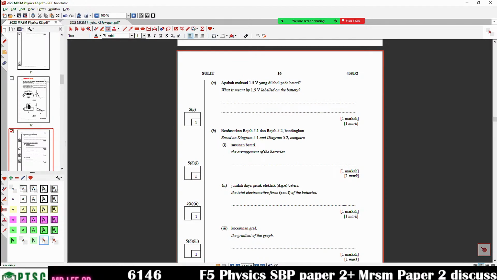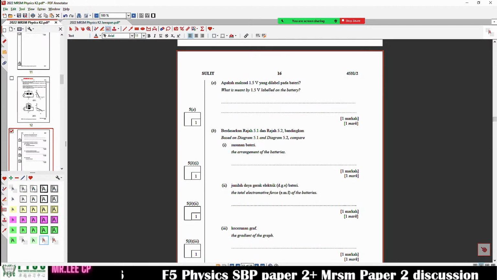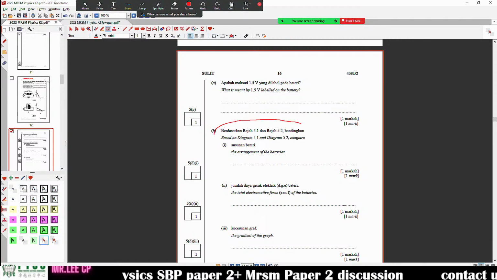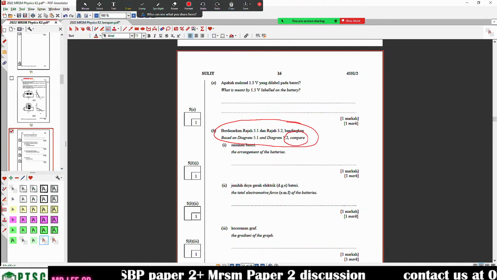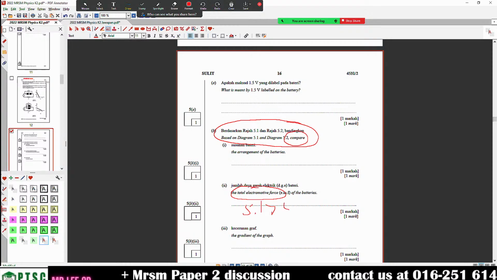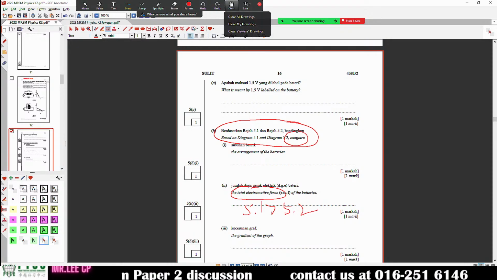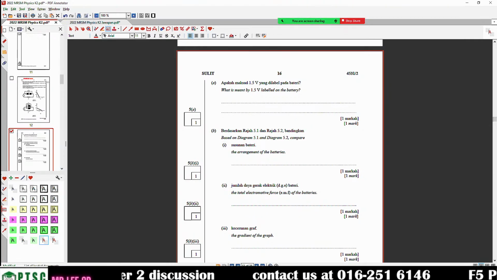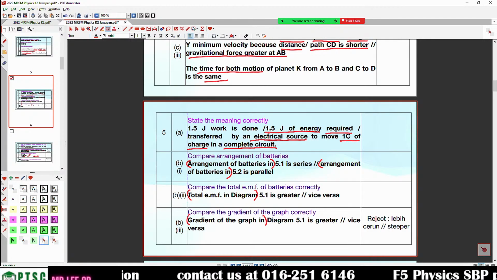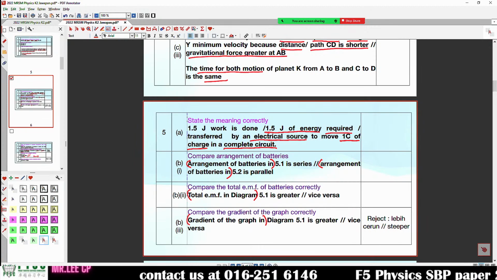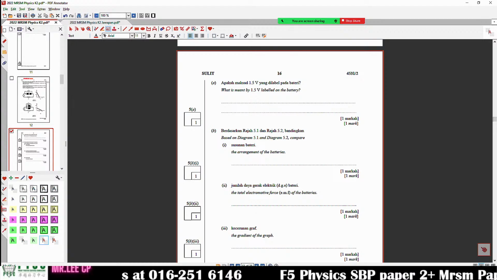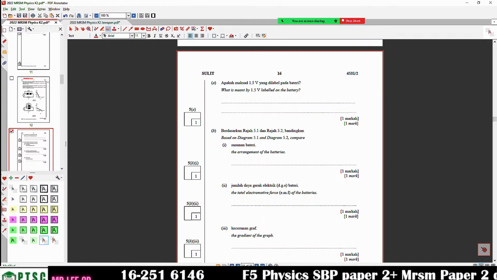Read properly. Compare. Don't say this one is 3, this one is 1.5. No. Based on 5.1 and 5.2, compare the EMF. EMF in diagram 5.1 is more than 5.2, bigger than 5.2. Don't say that one is 3, this one is 1.5. They ask you to compare. Answer carefully. If you answer 3 volt and 1.5 volt, I asked you to compare.